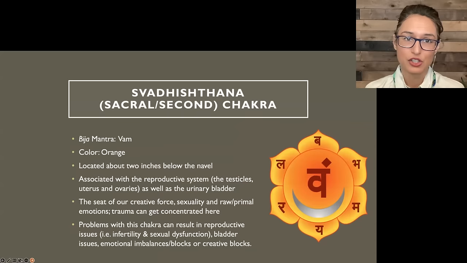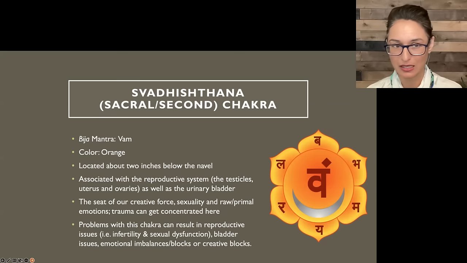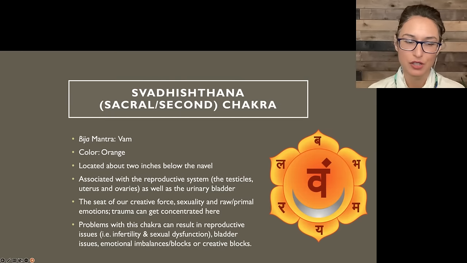The second chakra is the sacral chakra. And again, as I mentioned, each chakra has a bija mantra and a color. And for the second chakra, the bija mantra is vam, vam. And the color is orange.